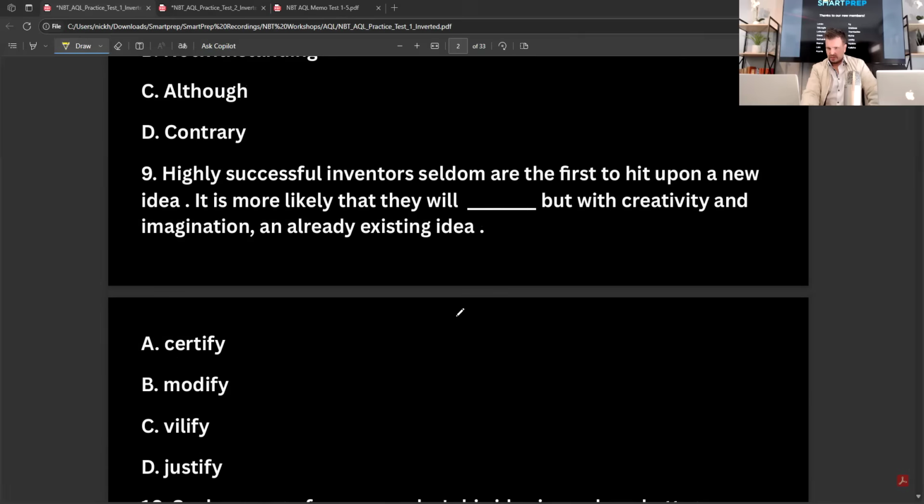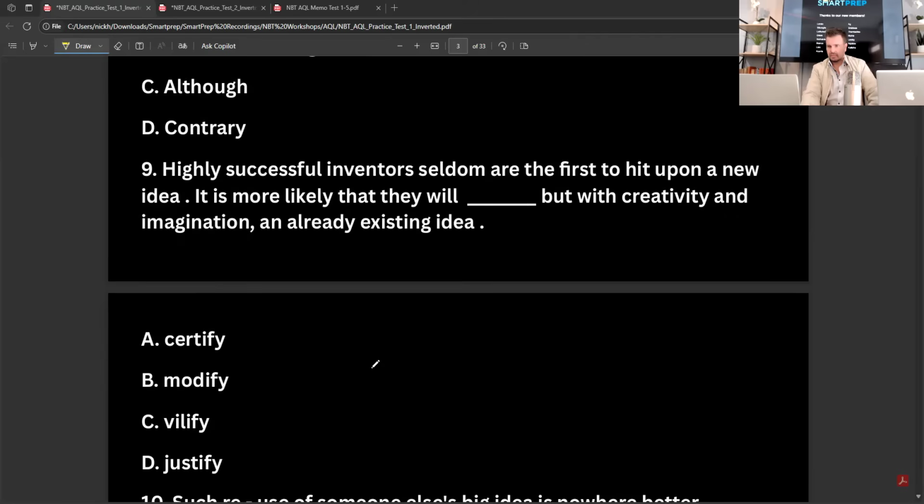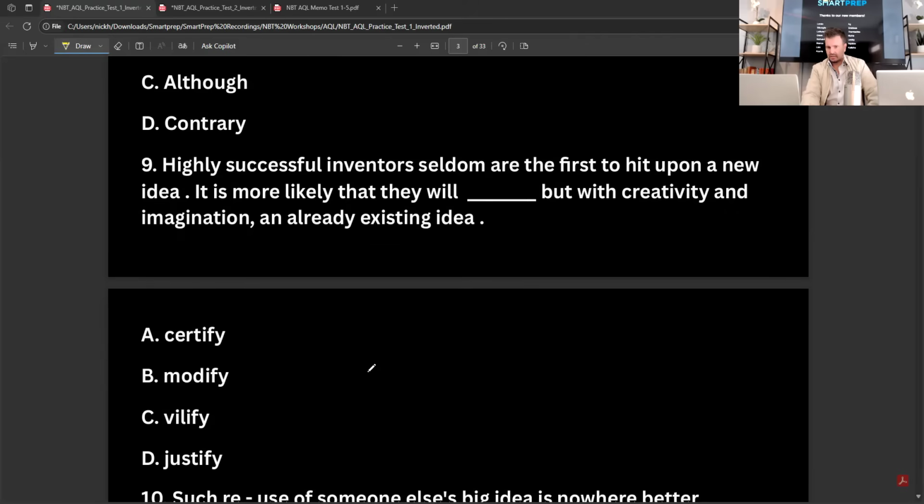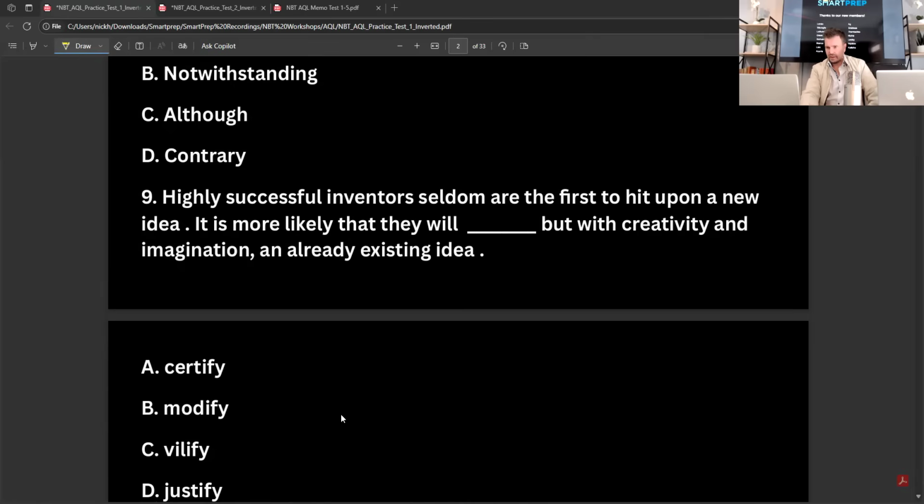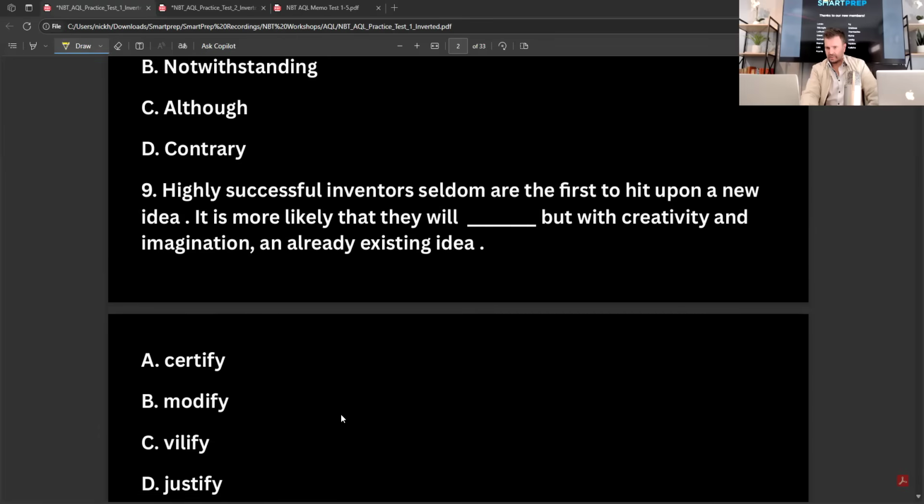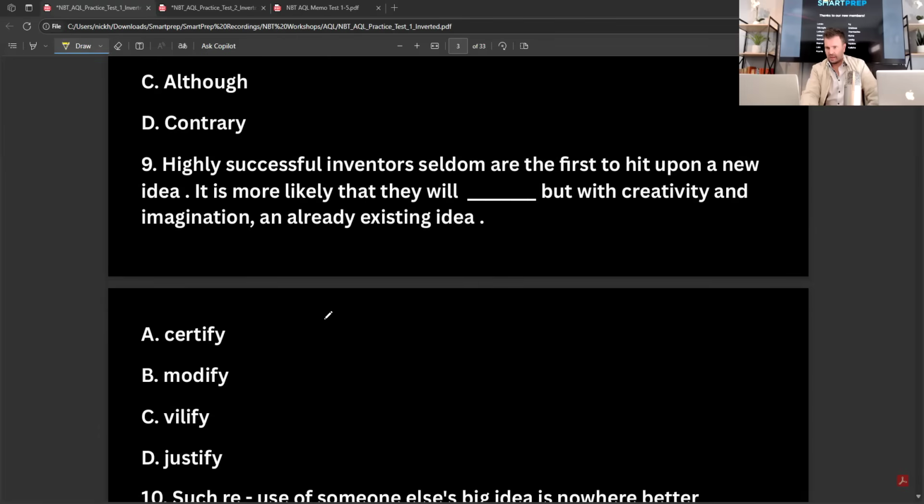Highly successful inventors seldom are the first to hit upon a new idea. It's more likely that they will something, but with creativity and imagination, an already existing idea. Okay. So, what's it going to be? They're not going to be the first to hit on an idea. But it is more likely that they will modify, because what we're talking about here is to change an already existing idea. So what are you going to do with an already existing idea?